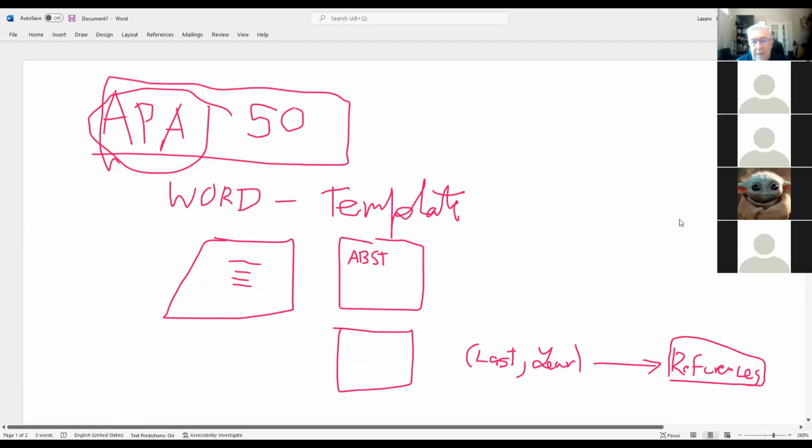But if you use the word template, it will be useful for you. Believe me.